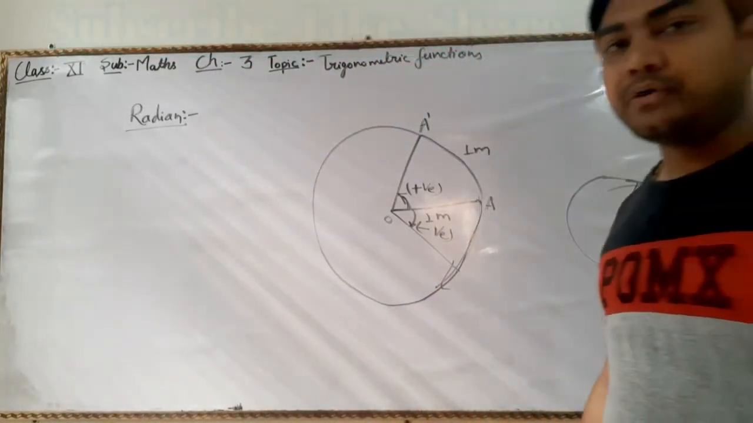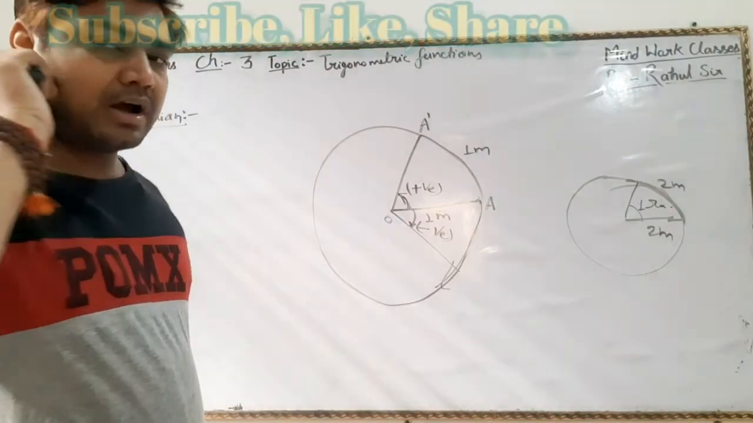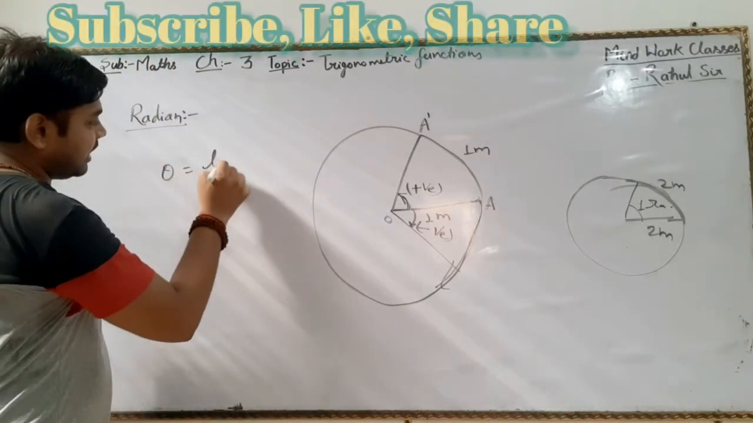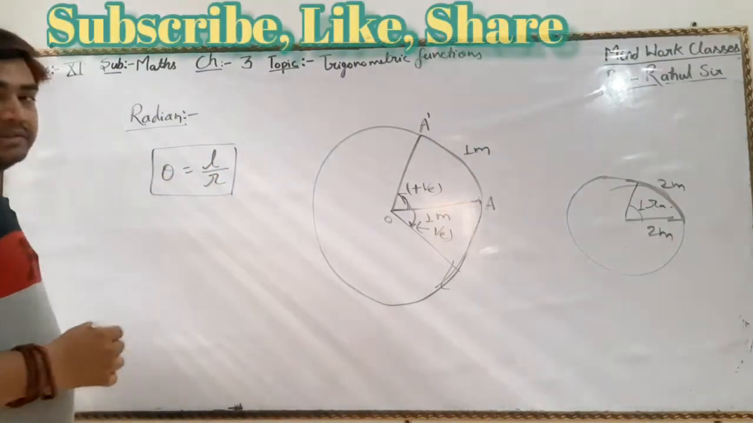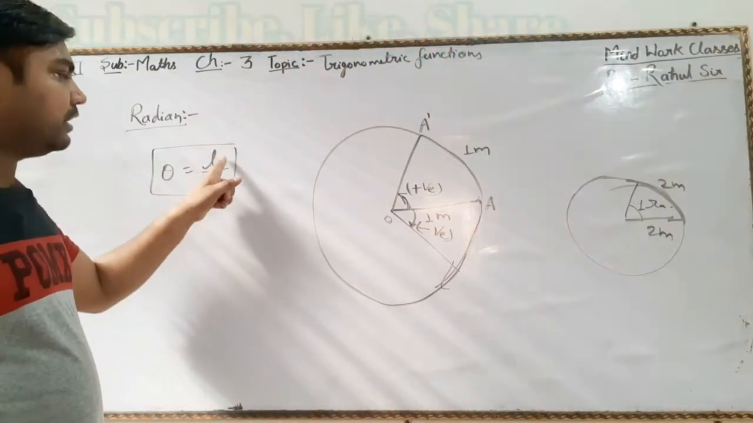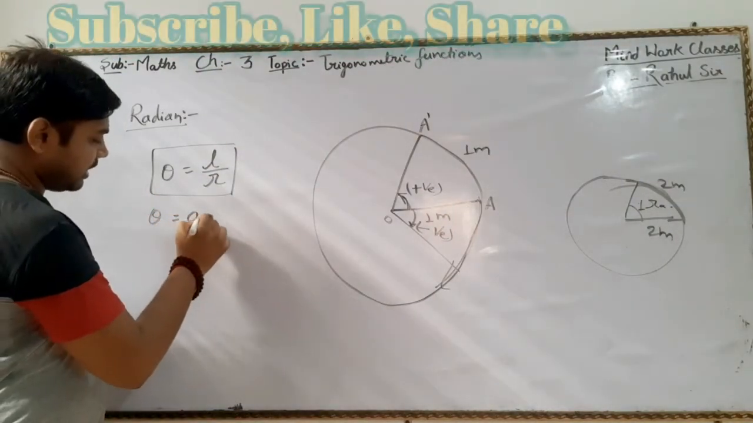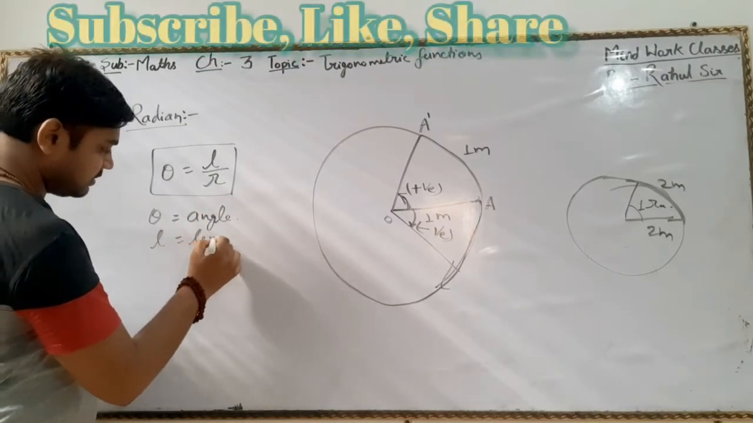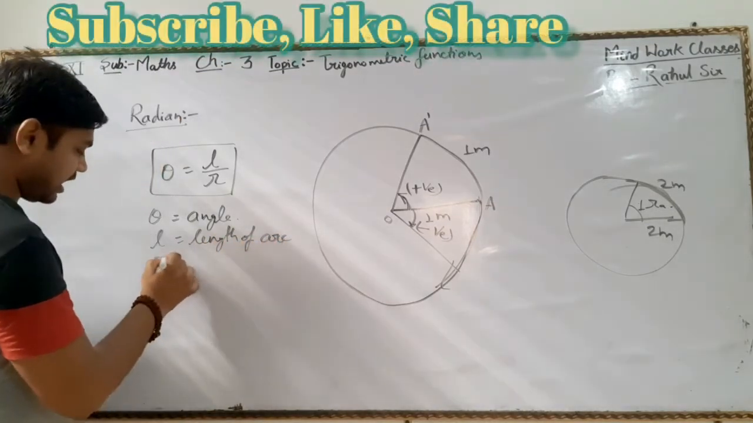Now we are going to have a formula here. The formula is very important. Theta is equal to L upon R. That is, angle is equal to length of arc upon radius of the circle, where theta is the angle, L is the length of arc, and R is the radius of circle.